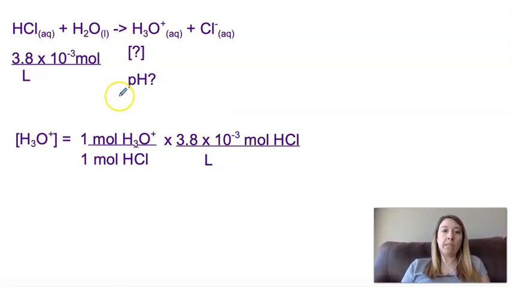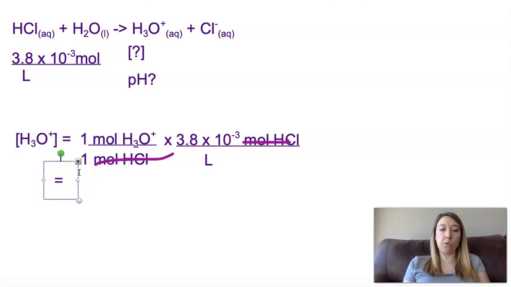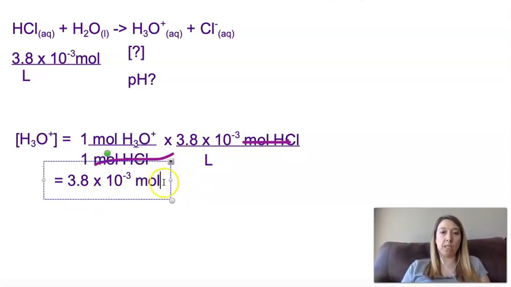Now, when we look at this, moles of HCl cancels out. We are left with moles of hydronium per liter. When we do this on our calculator, because it's a 1-to-1 ratio, we get the same answer that we started with. There's usually somebody who says, well, Ms. Chip, if it's the same answer, why did I have to do all of that?